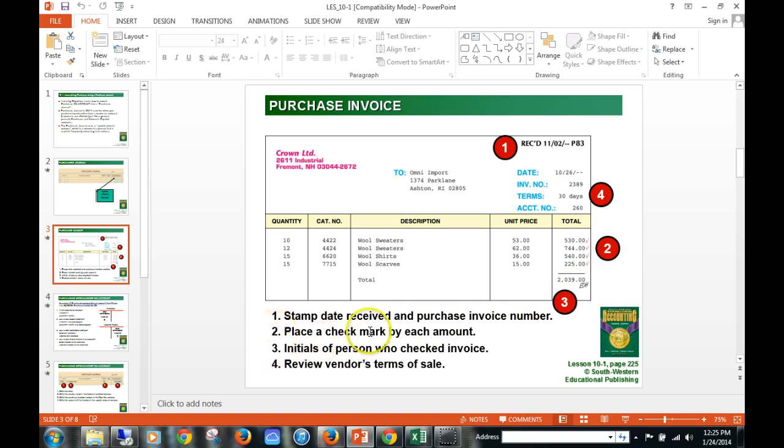Once we get the invoice, maybe it comes in a box from UPS, and we're going to make sure that we did receive the amount that we ordered. We're going to put a little check mark next to it once we've proven that, and we're also going to initial it to show who checked it.